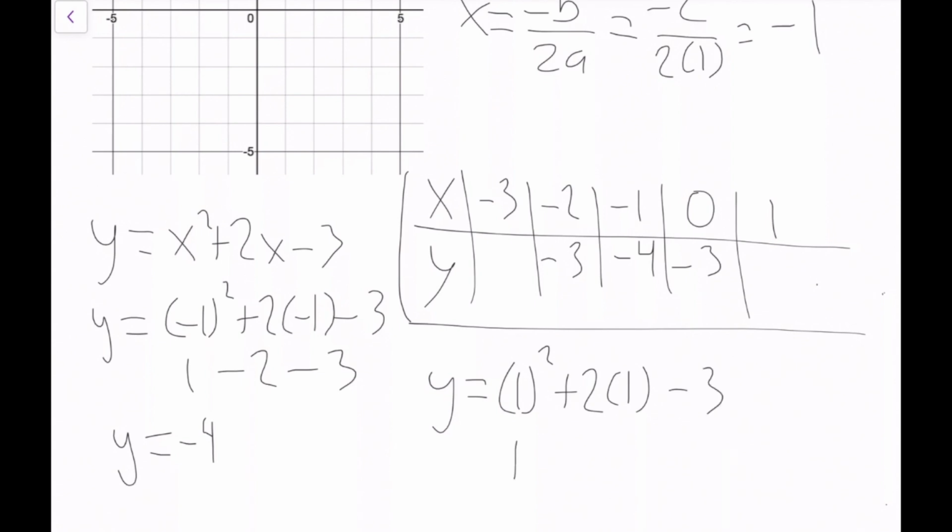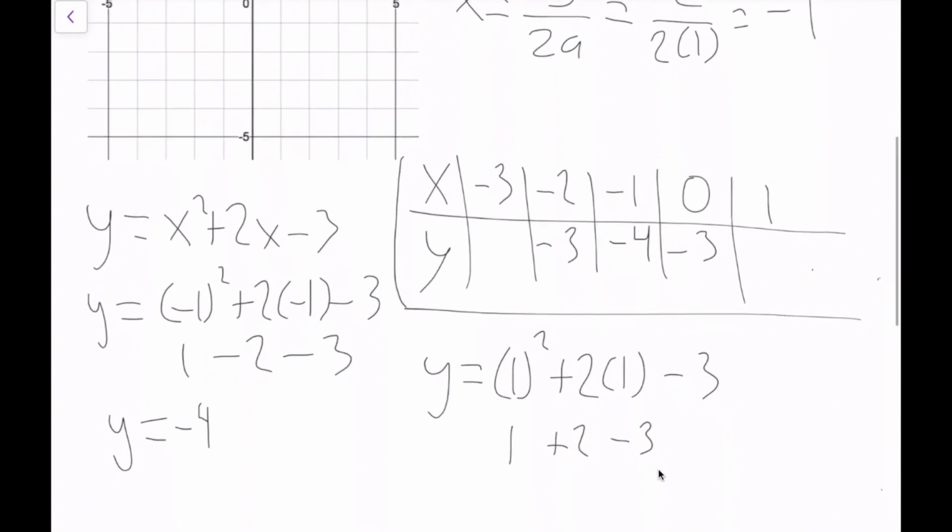This becomes 1 plus 2 minus 3. And then 1 plus 2 is 3. 3 minus 3 is 0. So this will give us 0 when x is 1. And now we actually have our answers before graphing. The process of graphing this has helped us find our answers.